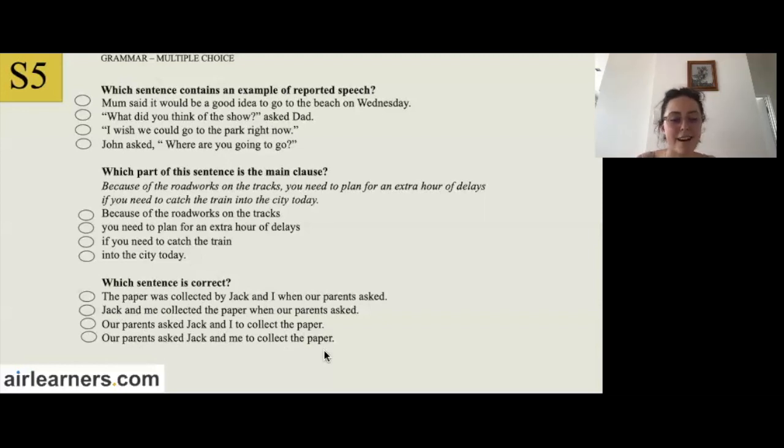So if it's hard to understand with another person, say Jack and I, you can just take it back to I or me. Most of us know how to use I and me in a sentence because we use them a lot. From this, we can see that the answer is "Our parents asked Jack and me to collect the paper." Because if we take Jack out, "our parents asked me to collect the paper" is the only one that makes sense. And we can check our answers on the next slide. They're right here. Yeah, we got that one, and that one.